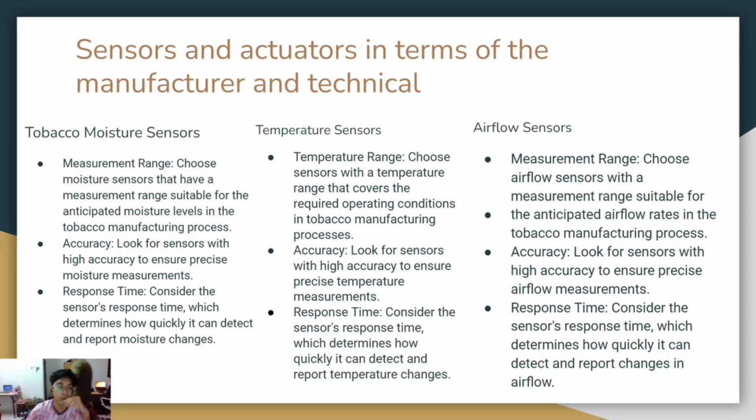First is tobacco manufacture sensor for measurement range. Choose a moisture sensor that has a measurement range suitable for the expected moisture level. Second is accuracy. Look for a sensor with higher accuracy. Third is response time. Further, consider the sensor response time.